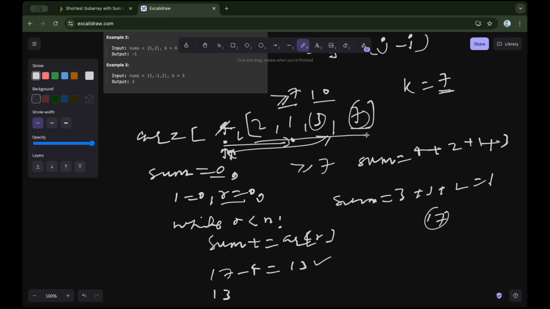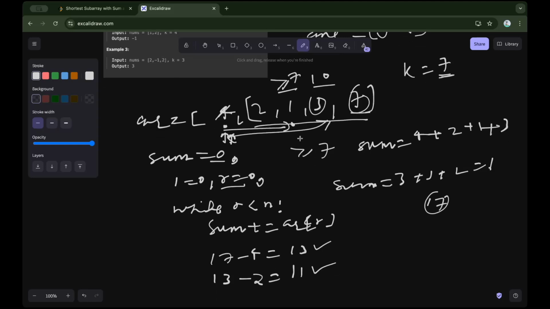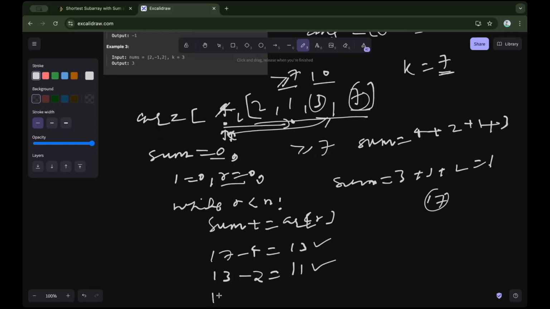So we have this subarray which has sum greater than or equal to 7. Now can we subtract 2? Yes, it is still greater than 7. Can we subtract 1? Yes, it is also greater than 7. Can we subtract 3? Yes, it is also greater than 7. So the least we can get is a size of 1.